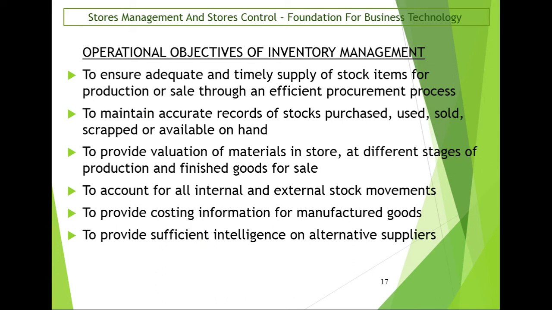Our stock system should also provide us with sufficient intelligence on alternative suppliers. The reason why we need alternative suppliers is because procurement cost is one of the highest cost elements in inventory management. So we need to reduce as much as possible the cost of acquisition. So we need information about all the different suppliers and what is their overall cost for supplying a particular order.